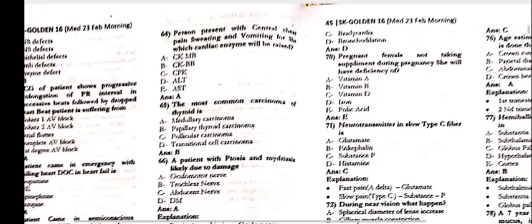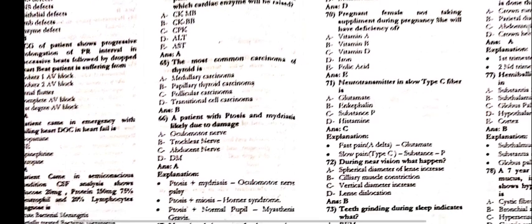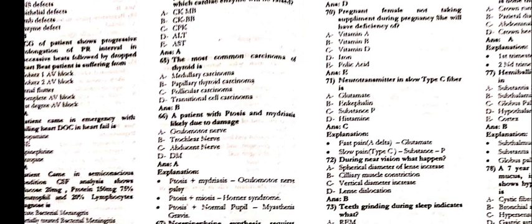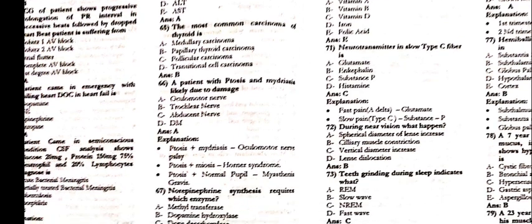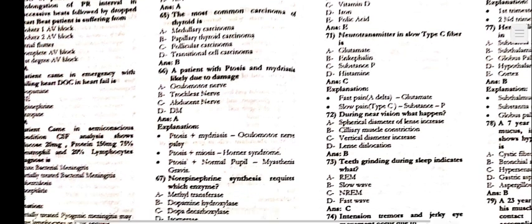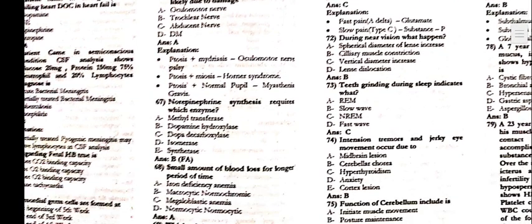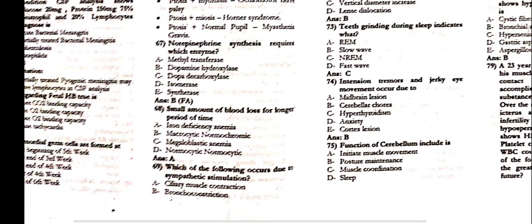Next, 64, the patient presents with central chest pain, sweating and vomiting. The cardiac enzyme which would be raised is CKMB. 65, the most common carcinoma of the thyroid is papillary thyroid carcinoma. 66, the patient with ptosis and mydriasis is likely to have damage to the oculomotor nerve. Next, 67, norepinephrine synthesis requires which enzyme? The dopamine beta hydroxylase. 68, the small amount of blood loss for a longer period of time.